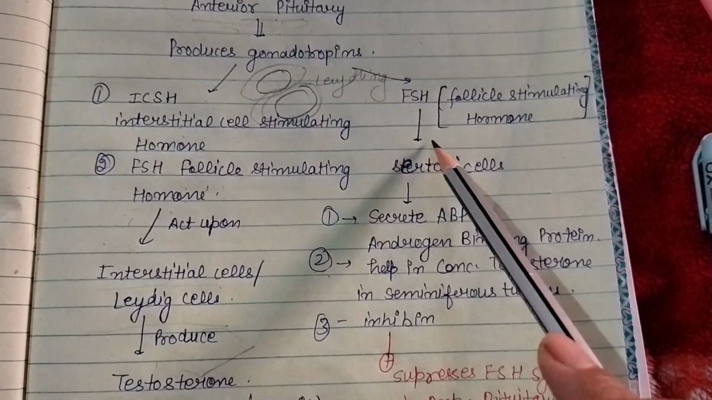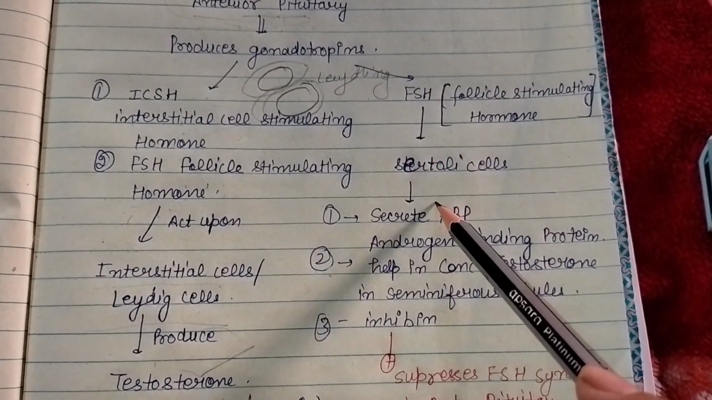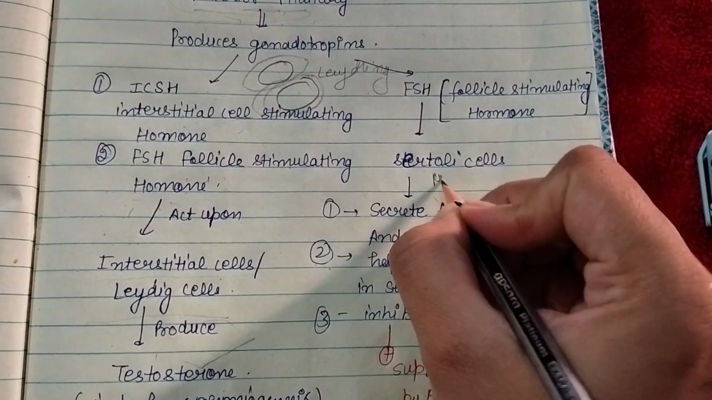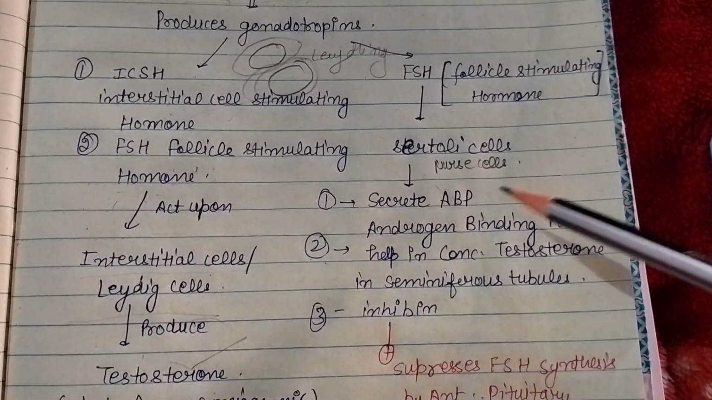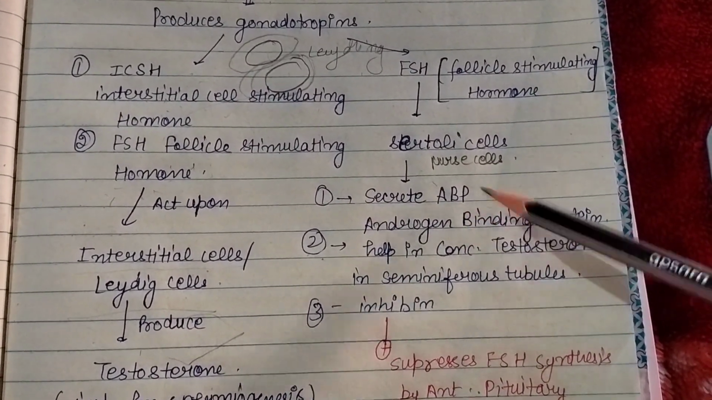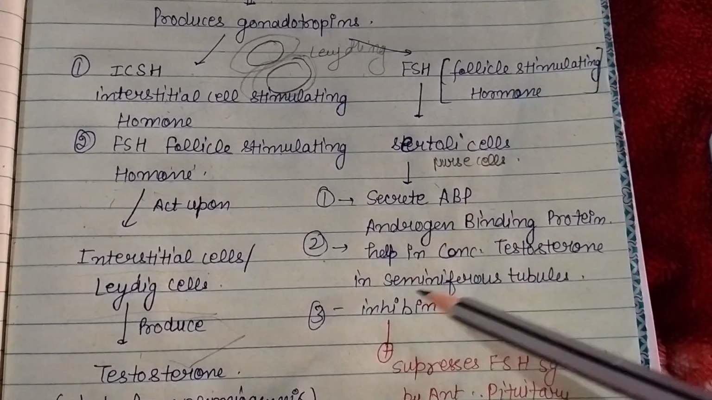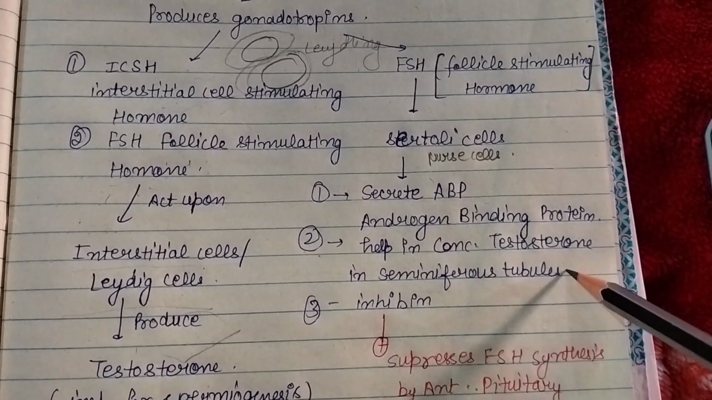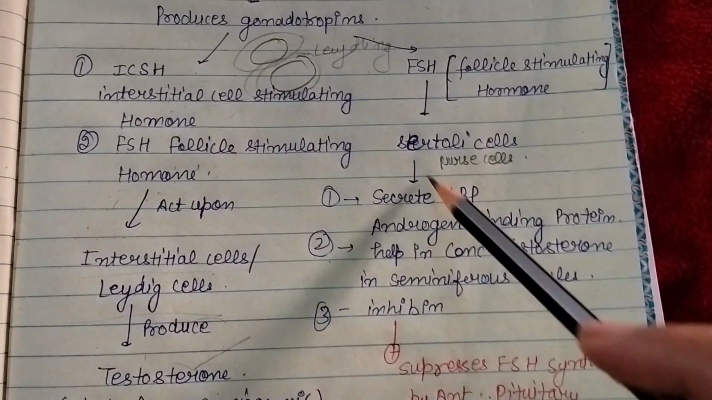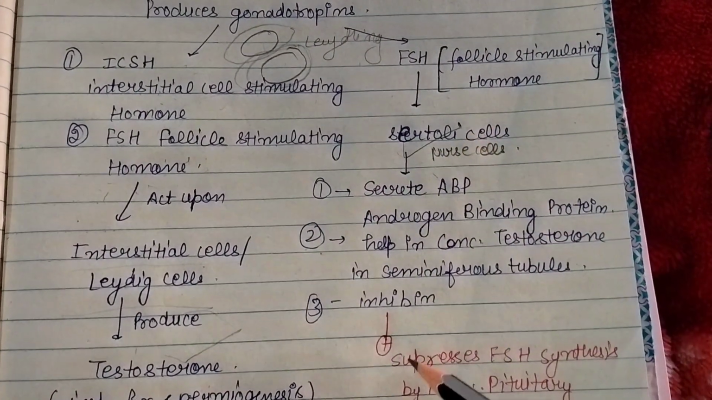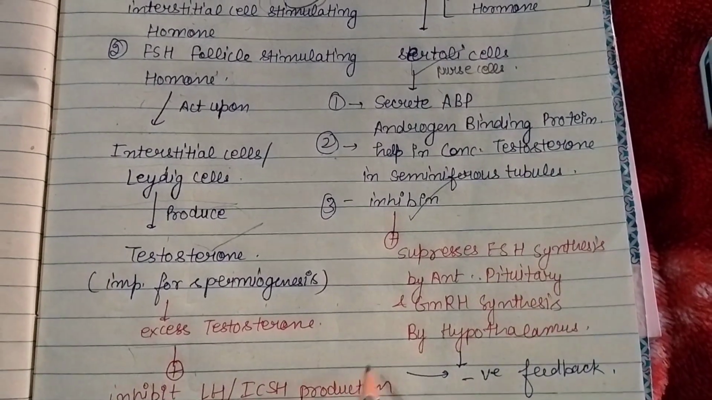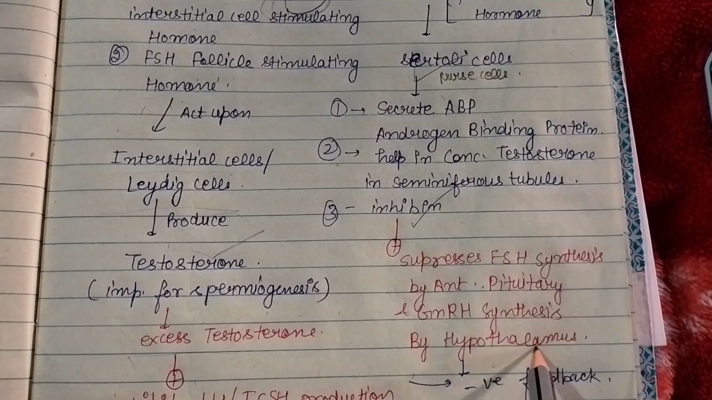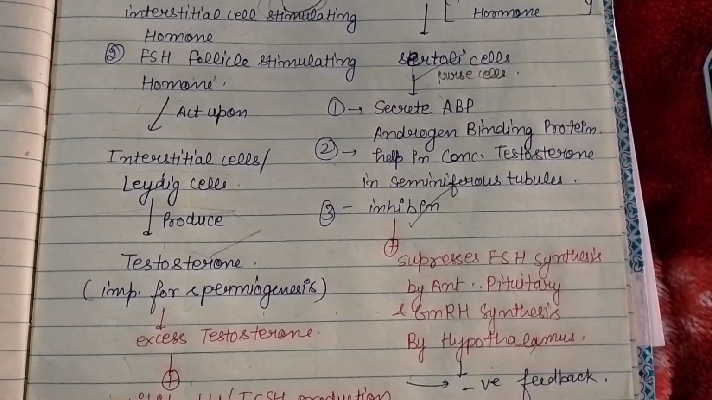Again, this follicle stimulating hormone will act on Sertoli cells. Sertoli cells are also known as nurse cells in the testes, and these Sertoli cells will secrete ABP, androgen binding protein, and they will help in increasing the concentration of testosterone in seminiferous tubules. And these Sertoli cells will again secrete a hormone that is inhibin. Inhibin will suppress FSH synthesis from the anterior pituitary and gonadotrophin releasing hormone synthesis by the hypothalamus and result in a negative feedback mechanism.